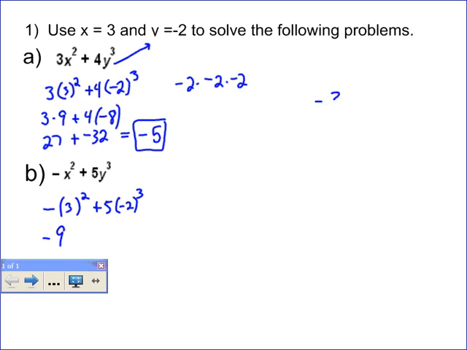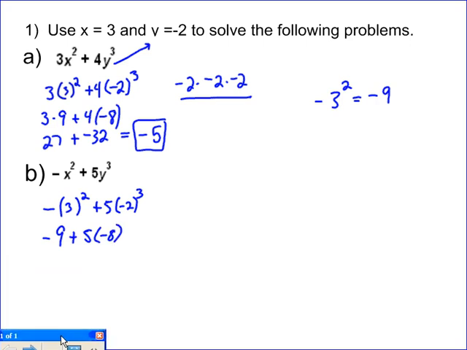Remember, this right here is equal to a negative 9. It's not negative 3 times negative 3. It's 3 times 3 times a negative 1. So negative 9 plus a negative 2 cubed, we just already talked about up here. That's negative 8. Now I deal with the multiplication. You get negative 9 plus negative 40, which equals a negative 49. And that is your answer.